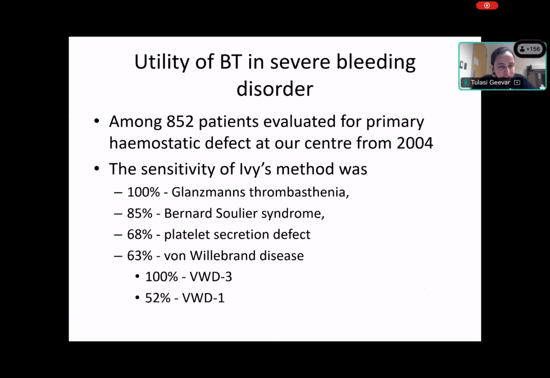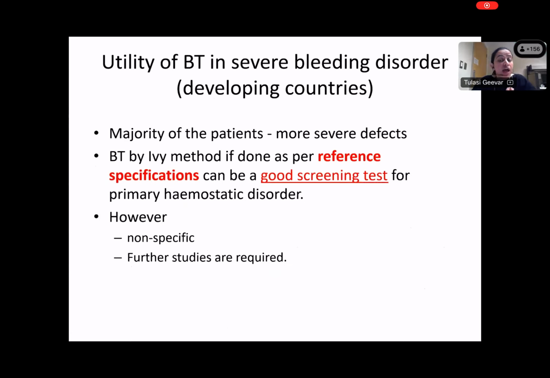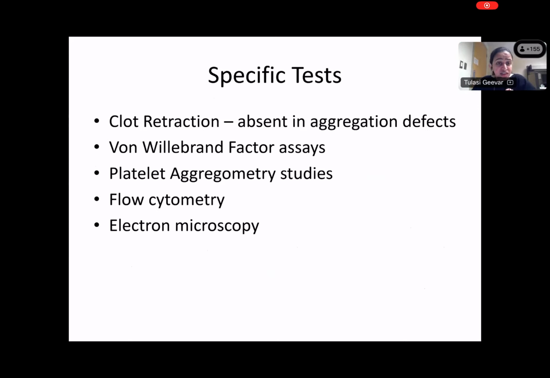But when we look at the bleeding time in severe bleeding disorders, it has got very good sensitivity for the severe bleeding disorders: 100% for Glanzmann, 85% for Bernard-Soulier, and about 60% for von Willebrand disease, and 100% for type 3, which is the most severe bleeding disorder, and the most common subtype seen in India. So it is a good test to identify the severe primary hemostatic disorders, provided it is done as per the reference specification; it can be a good screening test for primary hemostatic disorder. The other test, another simple test, is a clot retraction.